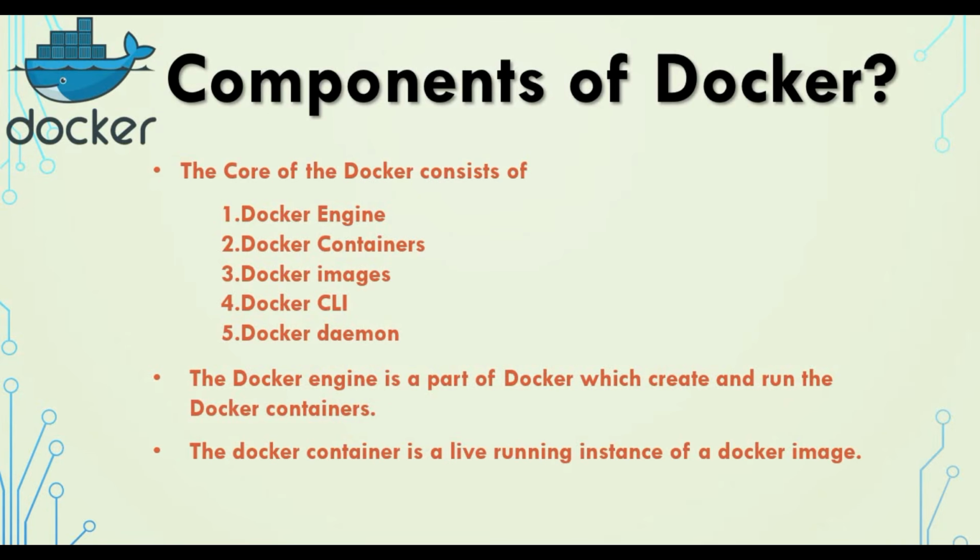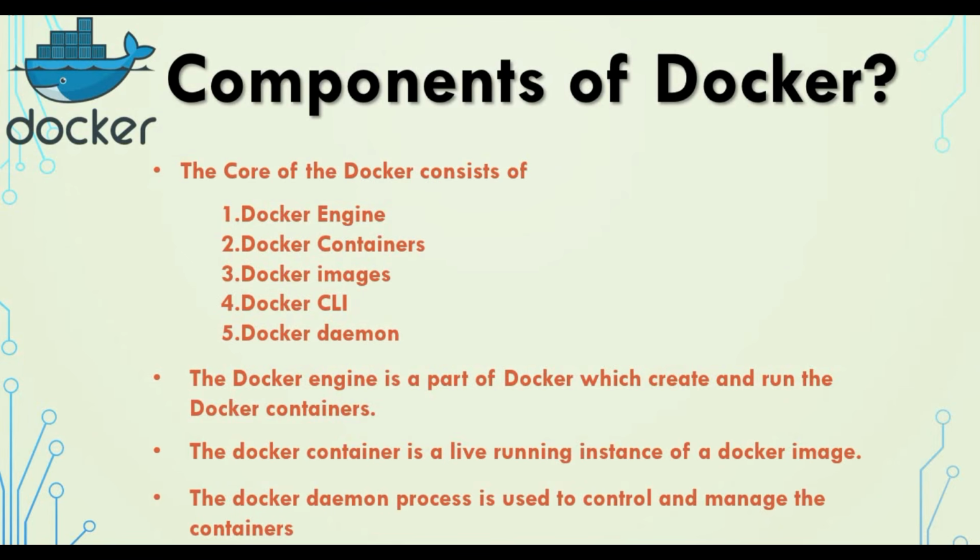And what is the Docker container? A Docker container is a live running instance of a Docker image. So when you have your application running, basically we will say a Docker container is running. That's the live running instance of a Docker image. We will talk about what a Docker image is, so that you will understand how a Docker image is created and how your whole application is packaged into an image. All those things we will discuss. Now what is a Docker daemon? The Docker daemon process is used to control and manage your containers. This Docker daemon will be the one process which will be used to control and manage your containers.